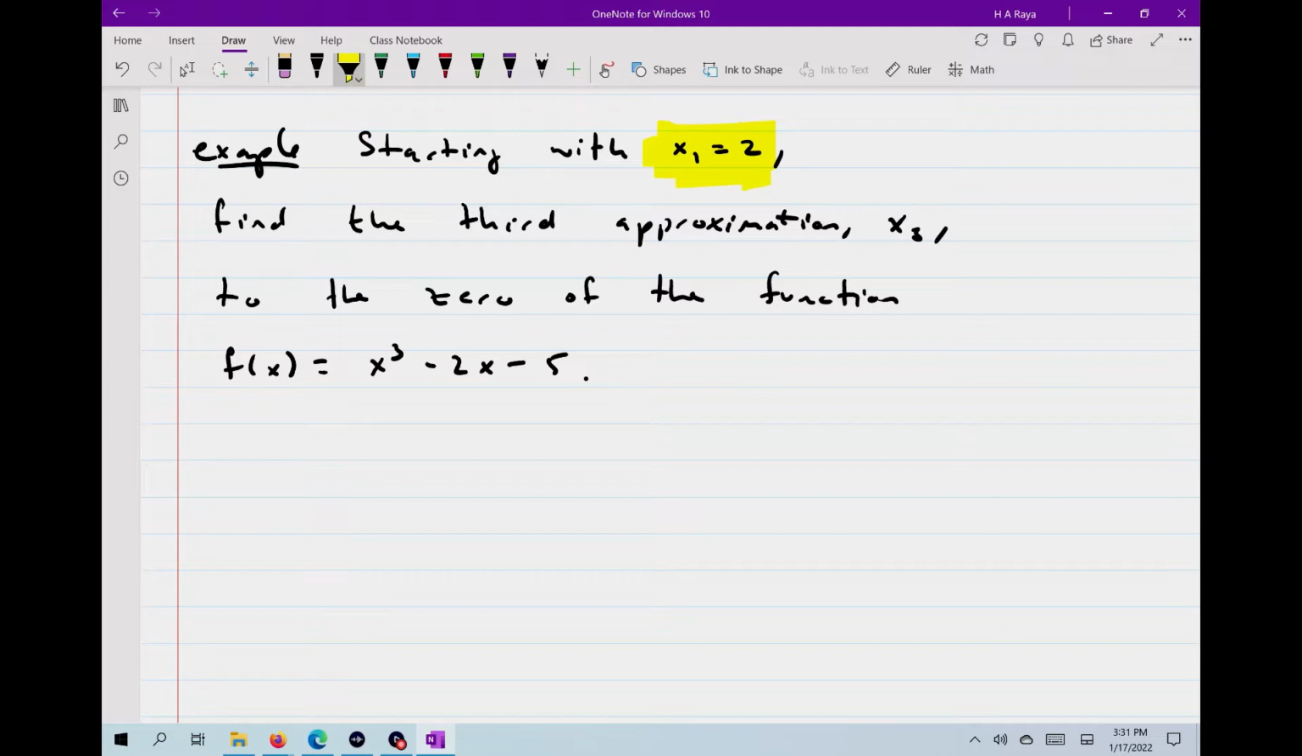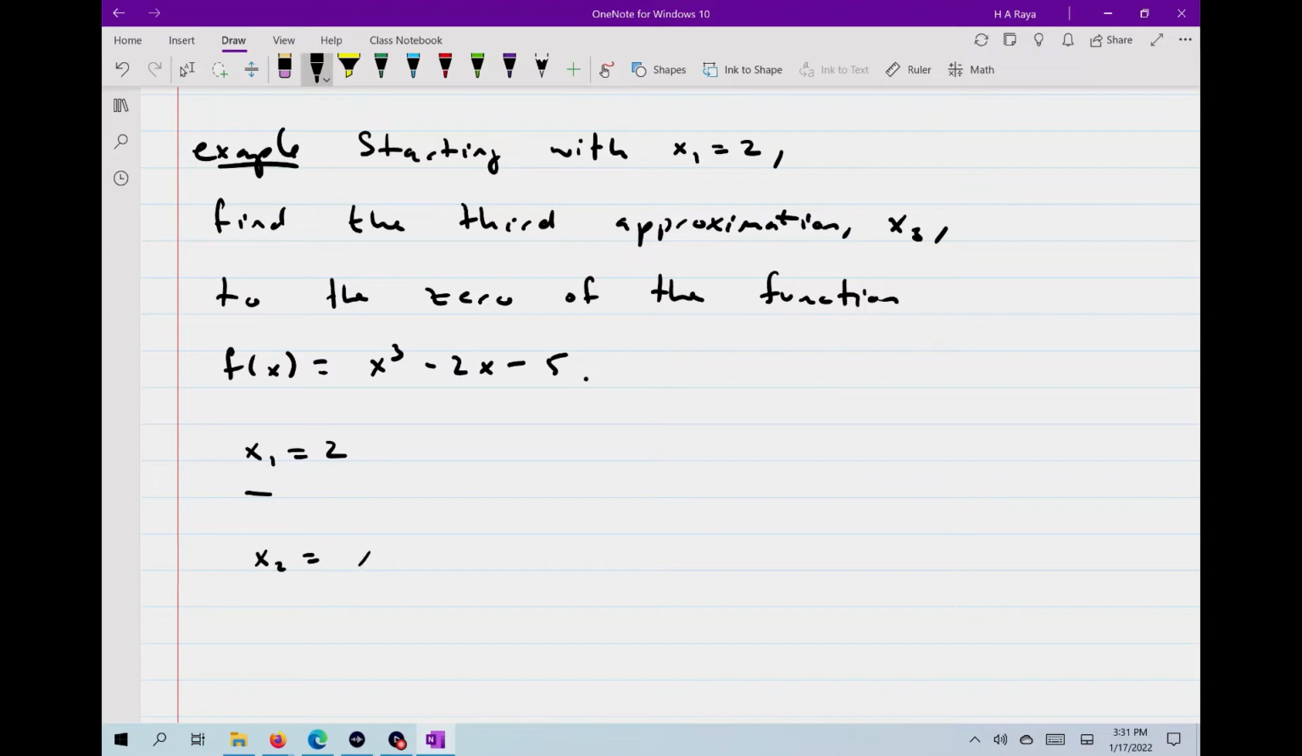Now this is so that the assumption is that x1 equal to 2 is a good approximation to the zero of the function. Sometimes you're not given this value and you have to look at a graph of a function to pick an educated guess to where to start from. In this case, we have that x1 is equal to 2, and we'll use it to develop up to x3.